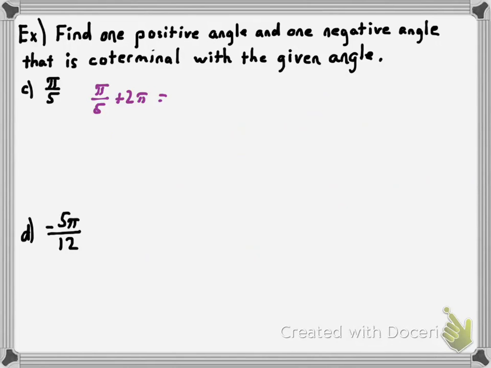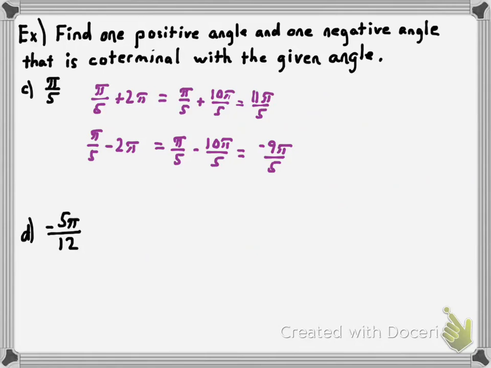Now, in order to add pi over 5 and 2 pi, we've got to have two fractions with the same denominator. So let's say we make this pi over 5 and 10 pi over 5. Give them the same denominator and then add. So 11 pi over 5 would be an angle that's coterminal with pi over 5. Then I can subtract 2 pi and get a negative angle that's coterminal with that. So negative 9 pi over 5 would be a negative angle coterminal with the original angle. Those are our two answers in radians.